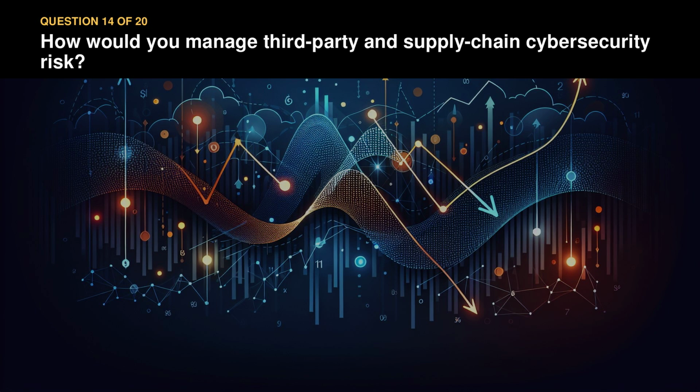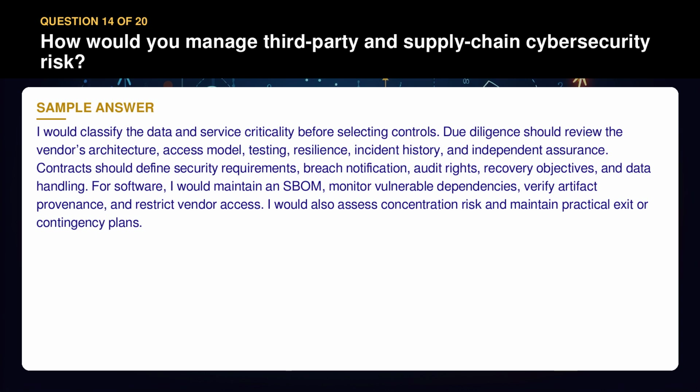Question 14. How would you manage third-party and supply chain cybersecurity risk? I would classify the data and service criticality before selecting controls. Due diligence should review the vendor's architecture, access model, testing, resilience, incident history, and independent assurance. Contracts should define security requirements, breach notification, audit rights, recovery objectives, and data handling. For software, I would maintain an SBOM, monitor vulnerable dependencies, verify artifact provenance, and restrict vendor access.